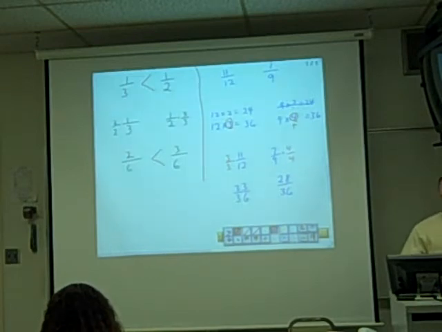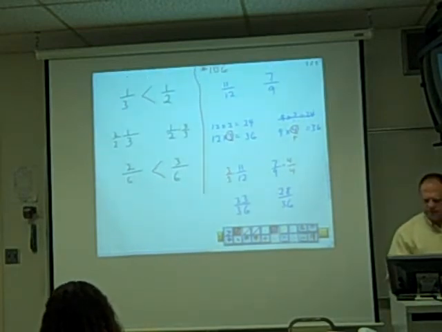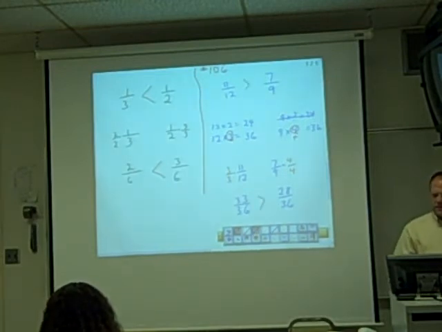So now which one is the larger one? The 11/12 one, right. If 33 over 36 is larger than 28 over 36, then 11 over 12 is going to be larger than 7 over 9. Okay? Any questions with that?